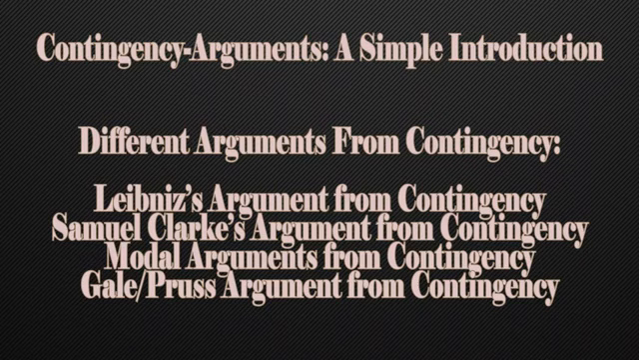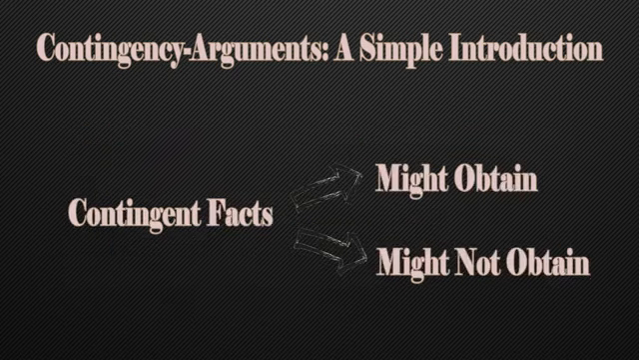So what is the argument from contingency, or better put, what are arguments from contingency, since there are various different arguments from contingency? If we understand the basic ideas and concepts involved, we can take a look at these different arguments and see how they differ from each other, why they differ from each other, and what strengths and weaknesses they have. The basic idea is, of course, that there are contingent facts.